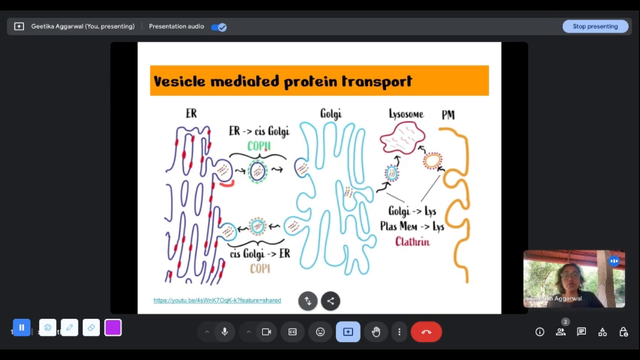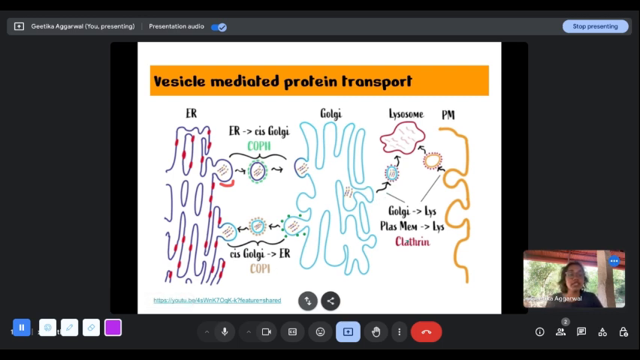So the COP2 protein covers this vesicle, and it pinches it off from the endoplasmic reticulum membrane, and this vesicle then gets transported to the Golgi. If the opposite is happening, if the transport is happening from the Golgi towards the endoplasmic reticulum, then COP1 is the protein which forms the coat. So COP1 comes and attaches here as the coat protein, and it pinches this off from the Golgi. This vesicle gets transported and comes back to the ER. So this is the function of COP2 and COP1 respectively.